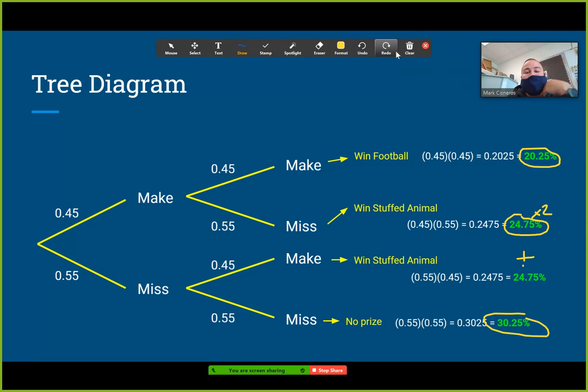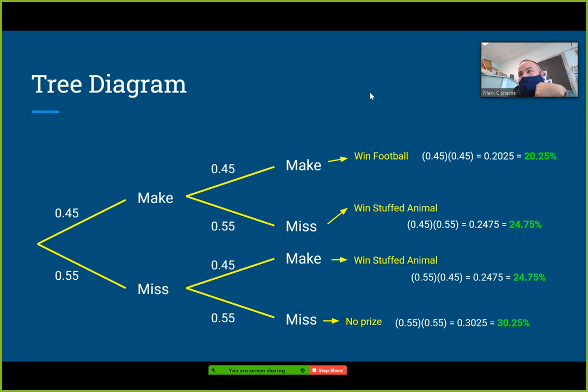All right. So this is how I would figure out how much money I'm expected to make if I were running this carnival game. If I was running this carnival game, this is how much money I would expect to make.